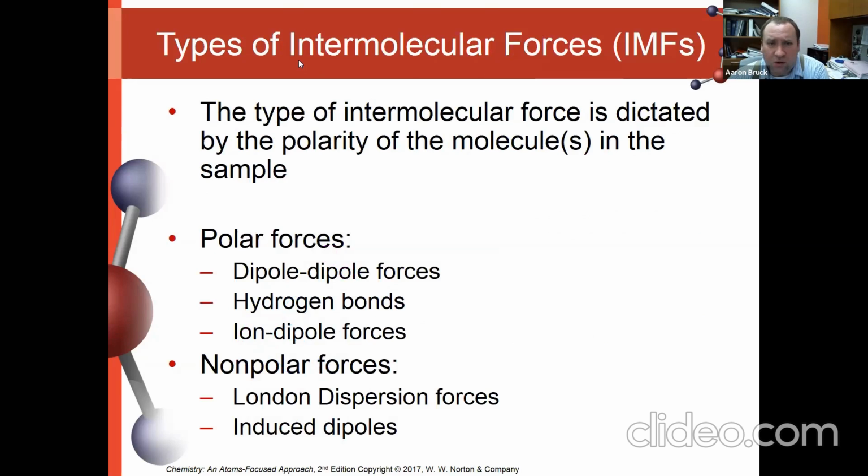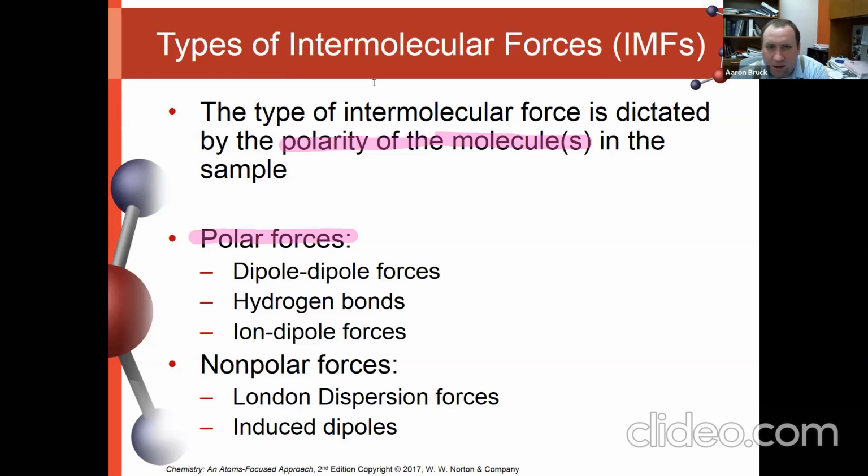And so in total, these intermolecular forces are dictated by the polarity of the molecules in the sample. So polarity does play a significant role. This is why we spent a good bit of time last week talking about polarity in molecules, being able to identify a polar molecule versus a nonpolar molecule. Because if the molecule is polar, then it's going to exhibit completely different types of forces than nonpolar molecules.